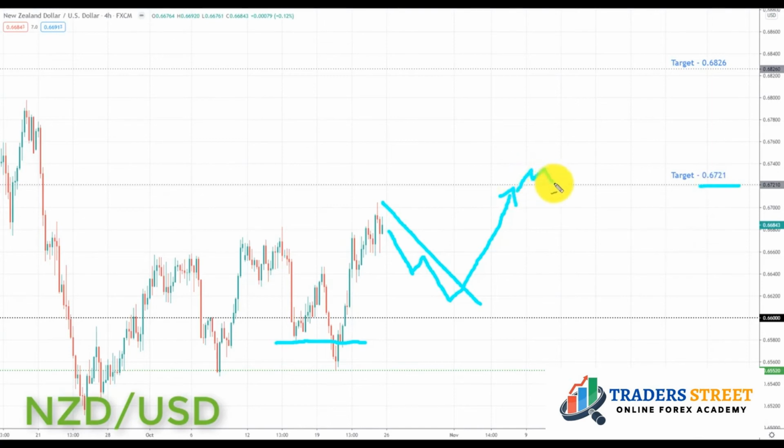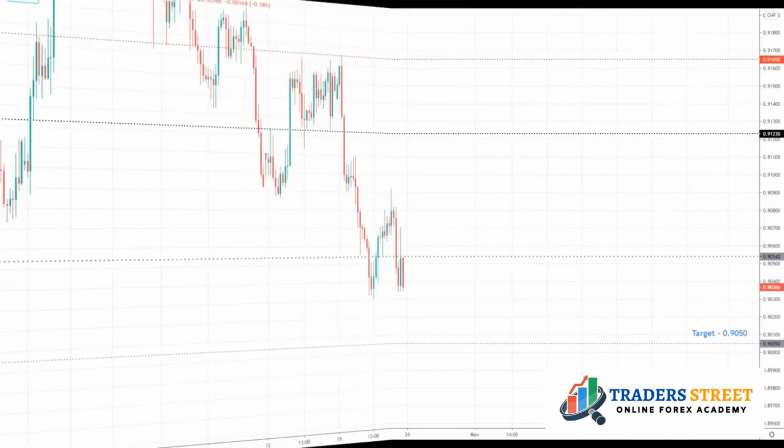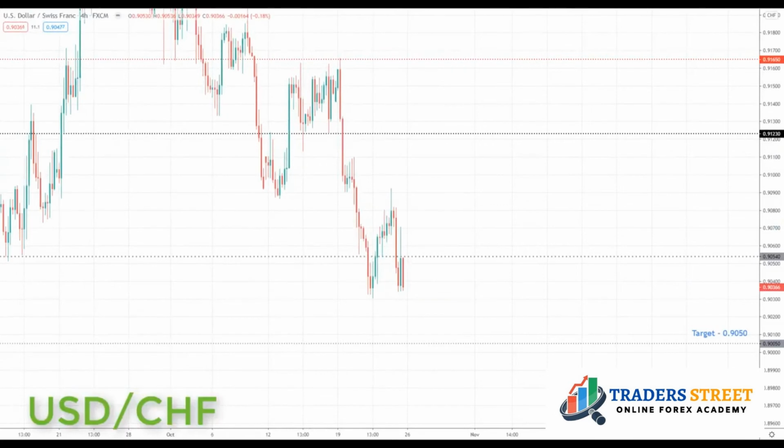0.6721. And if we can get a breakthrough here, we're going to be looking up towards the next key of resistance, the upside and target 2, at 0.6826. So the next market we're going to look at is US dollar Swiss franc.